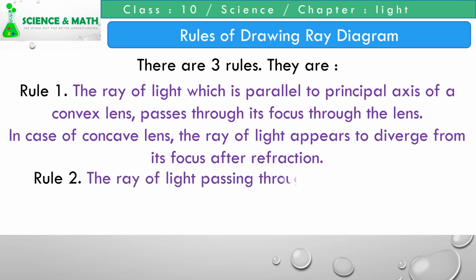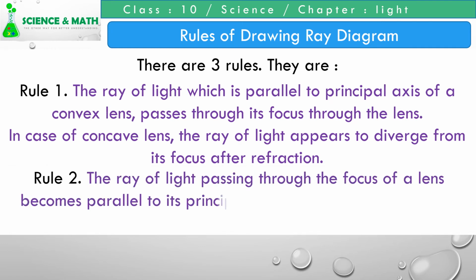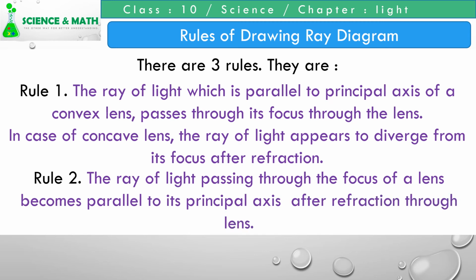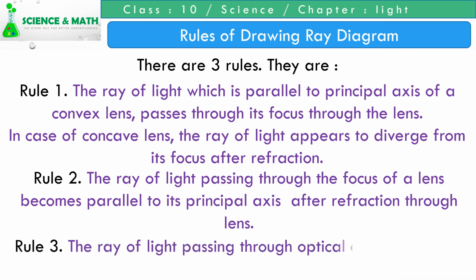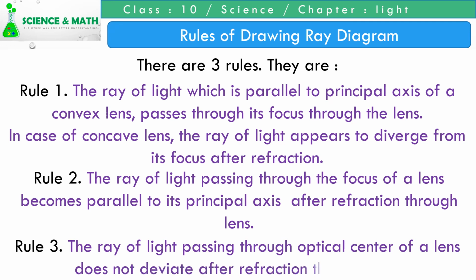Rule 2. The ray of light passing through the focus of a lens becomes parallel to its principal axis after refraction through the lens. Rule 3. The ray of light passing through the optical center of a lens does not deviate after refraction through the lens.